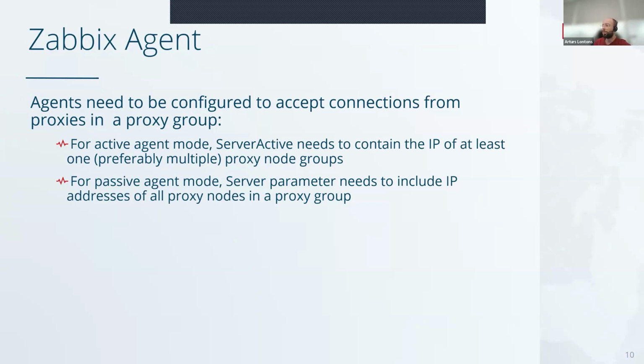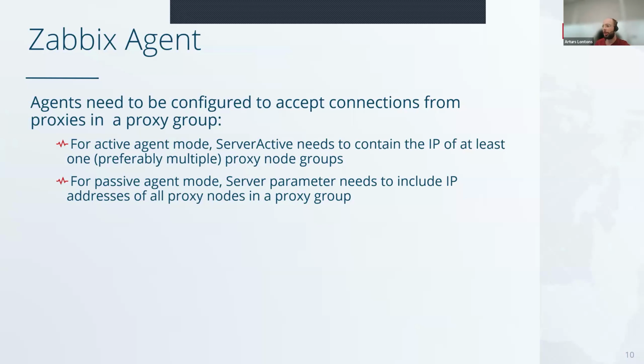number of hosts. And if the initial proxy that the agent attempts communicating with is down, then the agent will not be reassigned and will fail to collect metrics, will send metrics over to proxy. That's why server active should contain at least two addresses, because if the first proxy fails to redirect, then the second one is probably online and it will redirect the active agent to a proxy with the fewest number of hosts. In case of passive agents, the server parameter needs to include IP addresses of all proxy nodes in a proxy group. We can use IP ranges over here in server configuration.